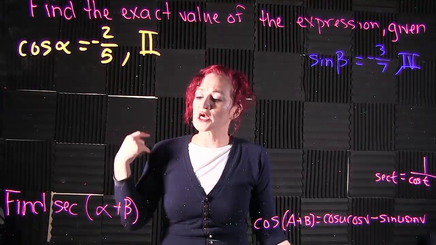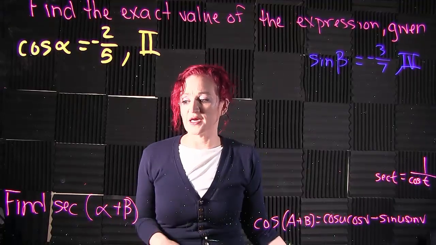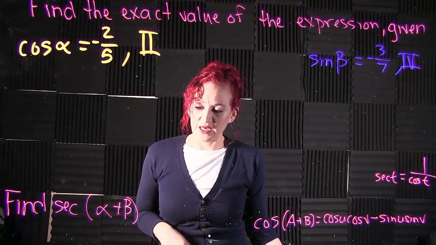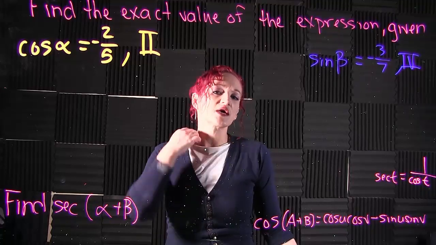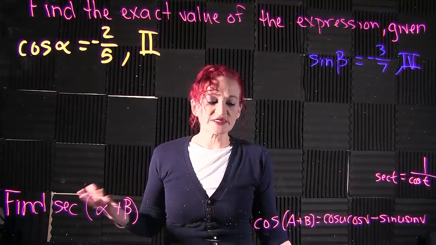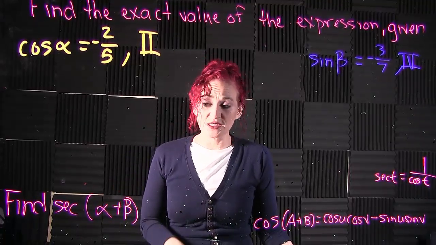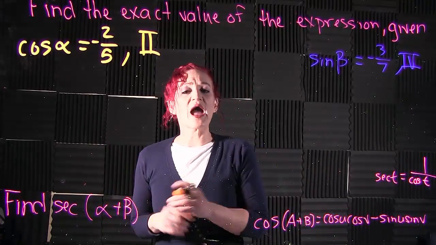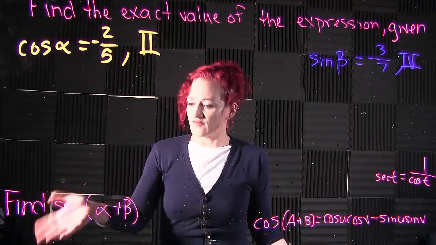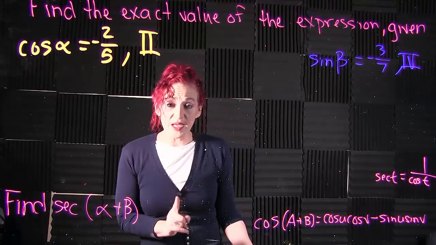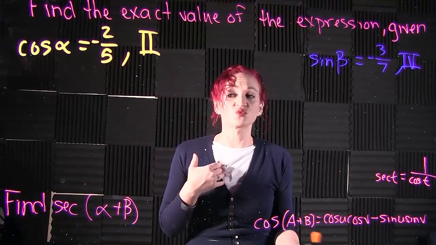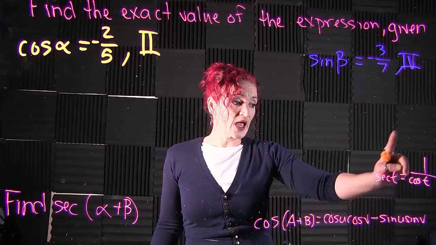So we're going to do a sum formula here. Secant of alpha plus beta. Now, if you know a little bit about the sum and difference formulas for sine, cosine, tangent, we don't necessarily have one already written out for secant, but what we do know is that secant is equal to 1 over cosine.